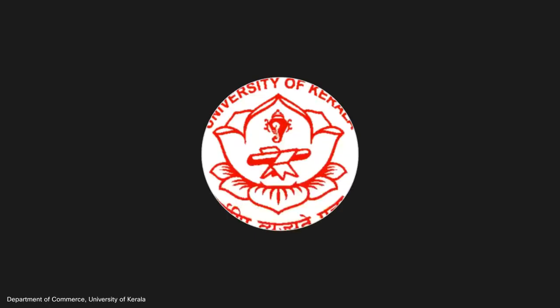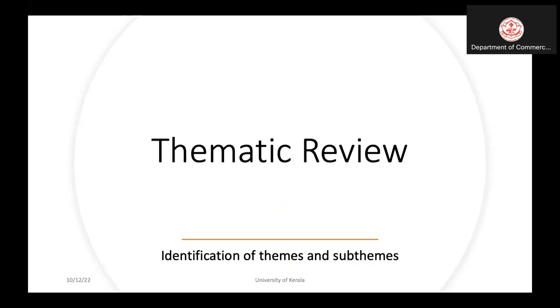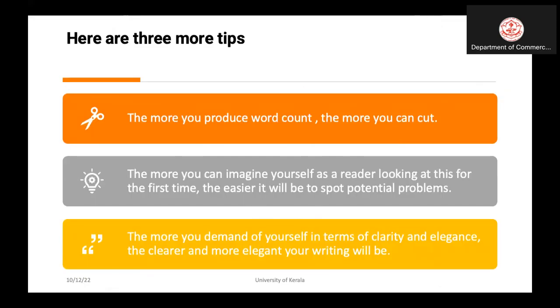Looking at the detailed approach of thematic review, and actually the practical, oriented view of how to write a thematic literature review. The first process is identification of the themes and sub-themes. Then a question will come up: how can we identify the themes and sub-themes of our topic? So we will go through all these lessons in the coming slides. Here are three more tips to write a thematic literature review.